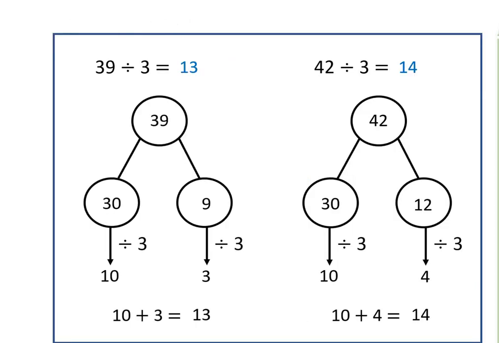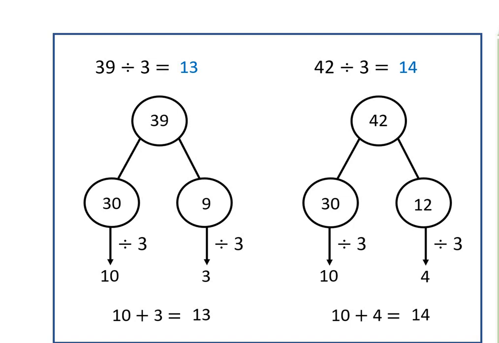This is also a recap from yesterday. We looked at these part-whole models. We partitioned 39 into 30 and 9 so that we could divide each part. 30 divided by 3 was 10, 9 divided by 3 was 3. You then combine those answers together, 10 plus 3 equals 13. But for 42 divided by 3, we had to partition in a different way. 42 went into 30 and 12 because we needed both numbers to be divisible by 3. 30 divided by 3 is 10 and 12 divided by 3 is 4. The 10 plus the 4 makes the 14.